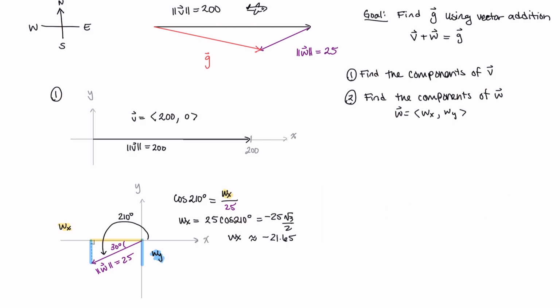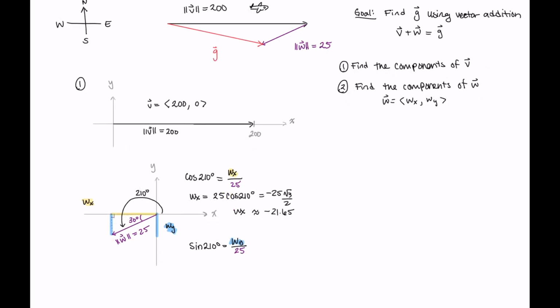Okay, you should have attempted to set this up. And what we want is sine of 210 degrees equals opposite, which is my y component, over 25, which is the magnitude of w, which is my hypotenuse. This leaves me with the y component is equal to 25 sine of 210 degrees. That is 25 times negative 1/2. So my y component is equal to negative 12.5. That tells me that the vector w is equal to negative 21.65, comma, negative 12.5.